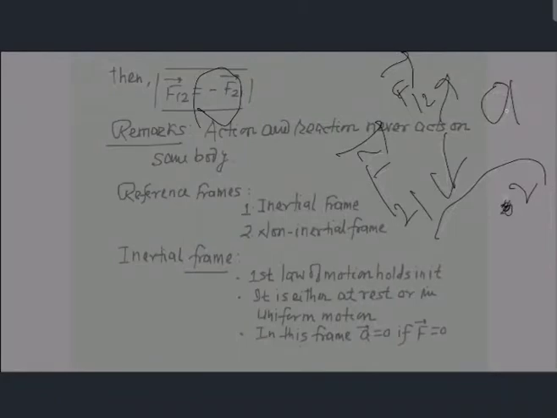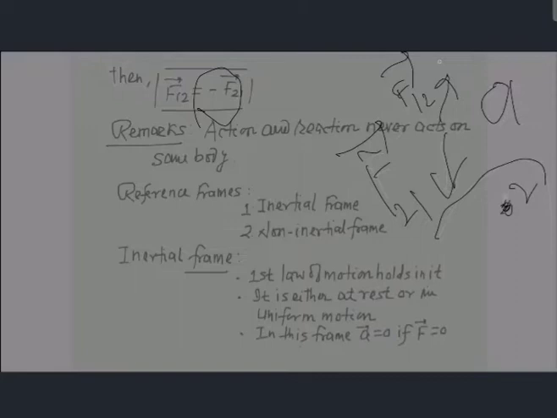Now some students get confused that if the earth is pulling the ball and the ball is pulling the earth, and both the forces, you are saying, have the same magnitude, then why is the effect on earth not seen? They say like that. So see, effect on earth is not seen because earth is a very massive object.